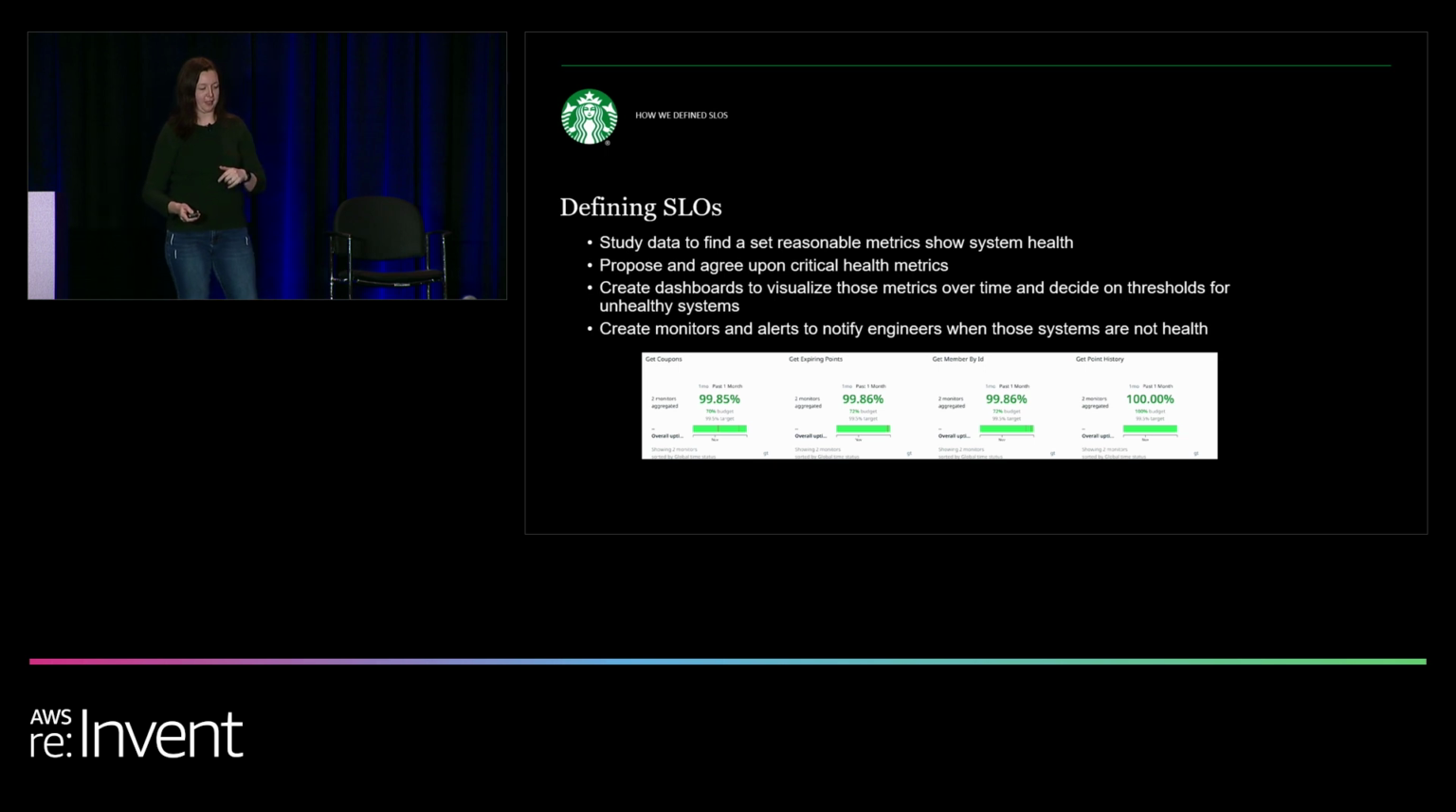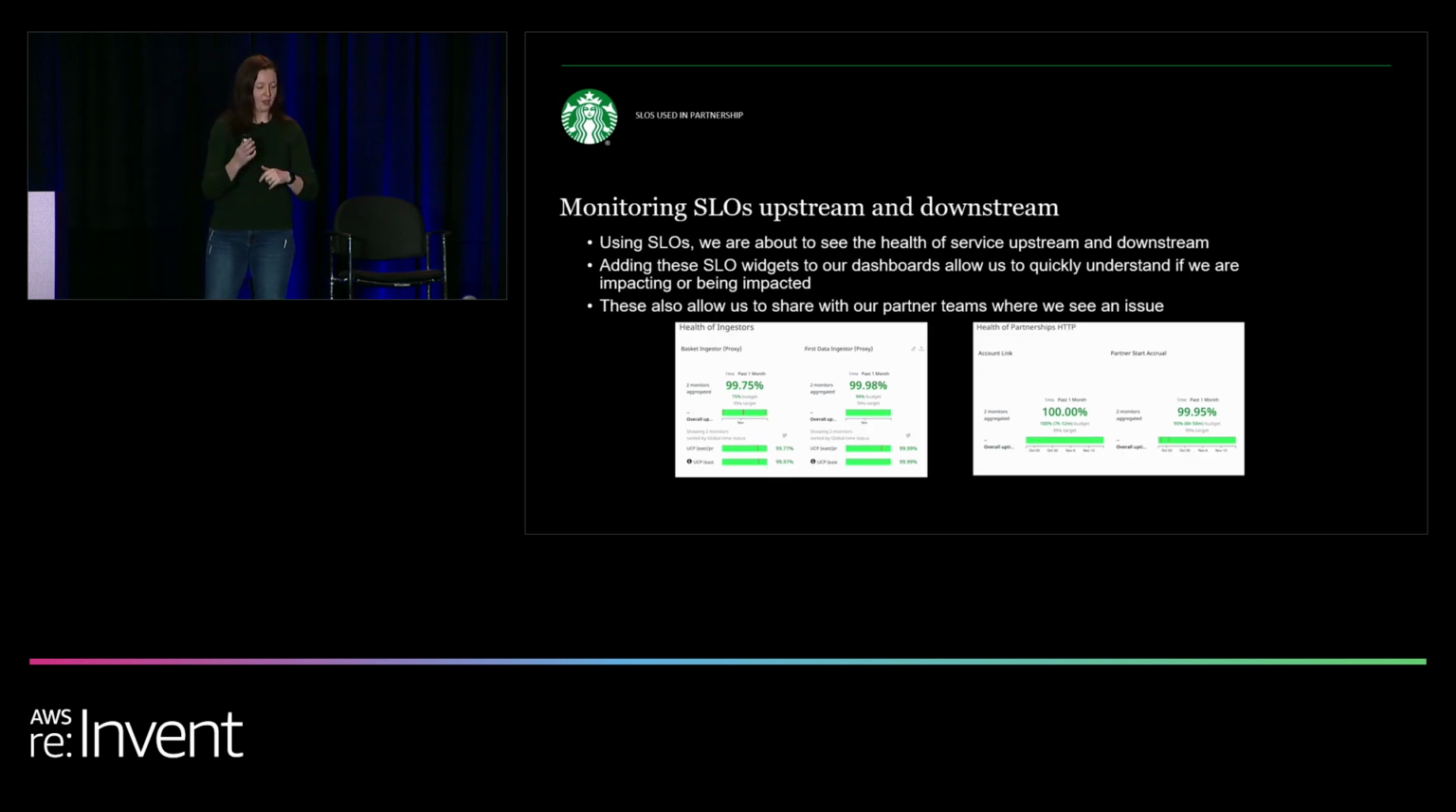I already went over defining SLOs. Sorry, team. We'll come back to that in a second. All right, there you go. Upstream and downstream. So we sit in the middle of a critical workflow. We're going to look at who's ingesting us, and we're going to look at what we're ingesting. And again, we're doing it in a standard way across SLOs.